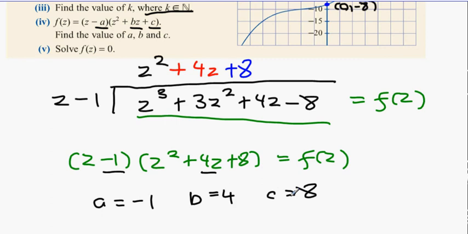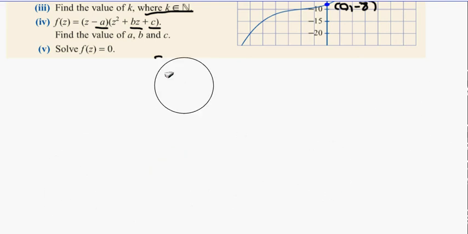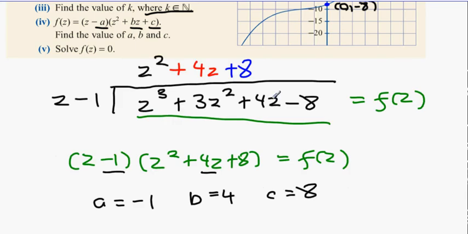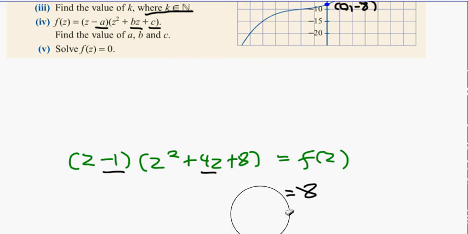Okay, now the next part of what it wants me to do is solve f of z equals 0. So to solve f of z equals 0, we have to use the last part. We're told f of z is 0, so we're going to replace f of z with 0.